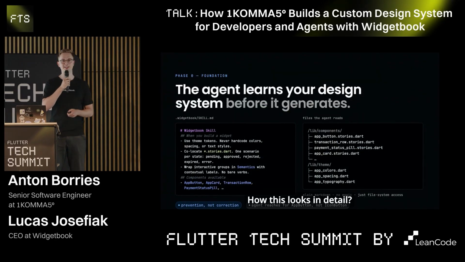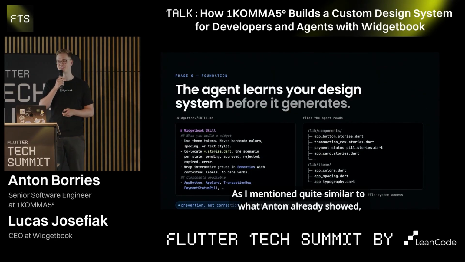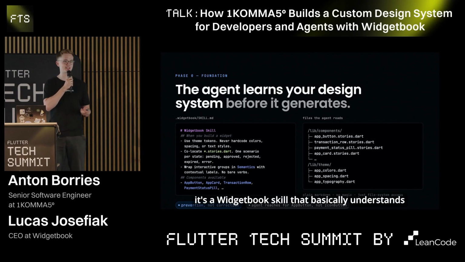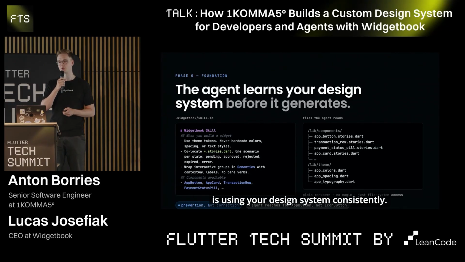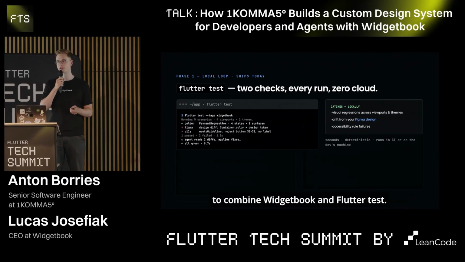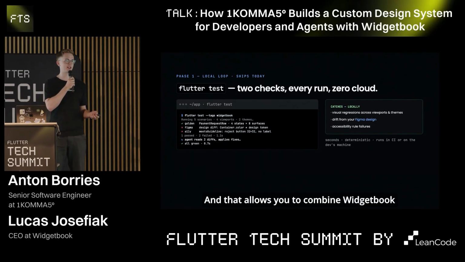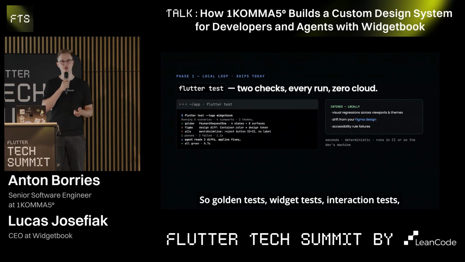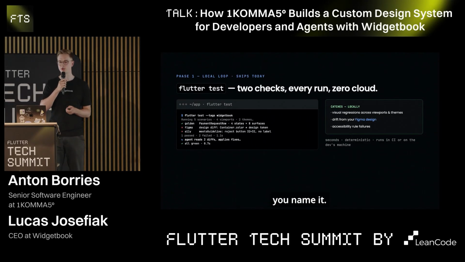How this looks in detail, as I mentioned, quite similar to what Anton already showed. It's a Widgetbook skill that basically understands your design system and ensures that your agent is using your design system consistently. Afterwards, we are now able, with Widgetbook v4, to combine Widgetbook and Flutter test. And that allows you to combine Widgetbook and therefore your design system setup with all sorts of UI tests. So golden tests, widget tests, interaction tests, you name it.